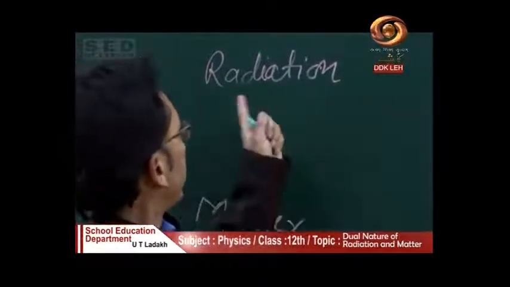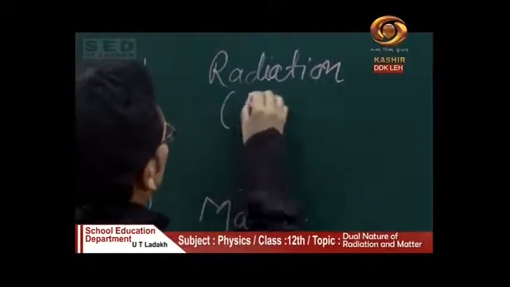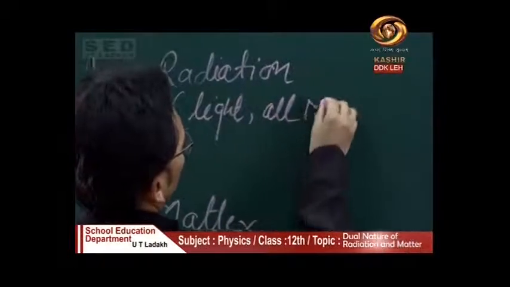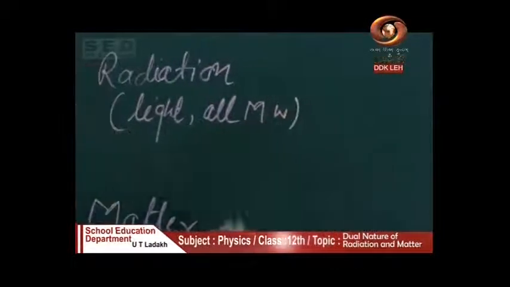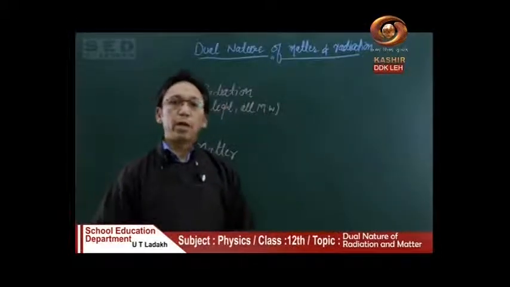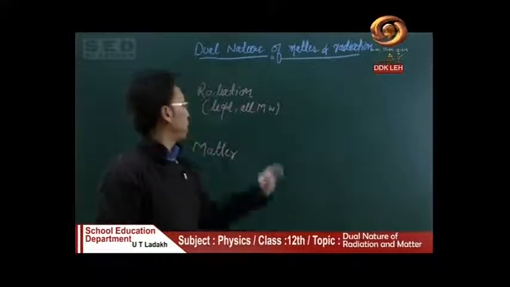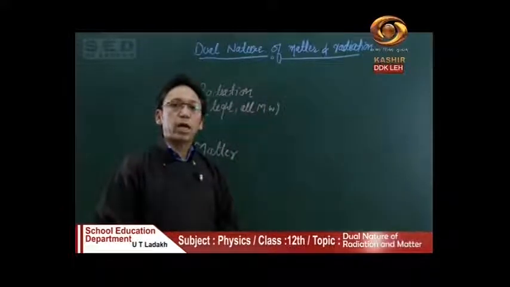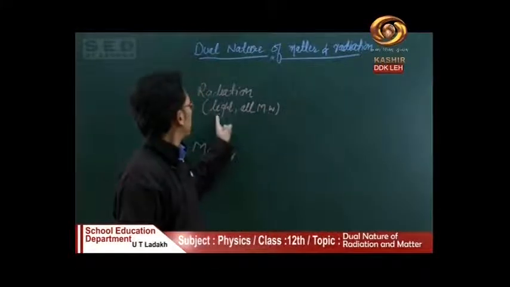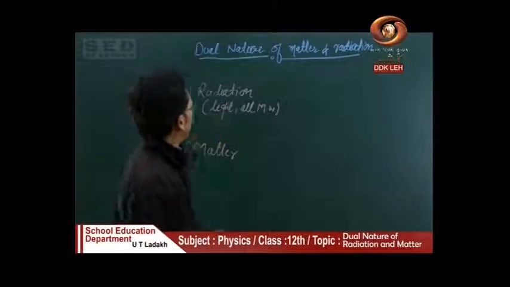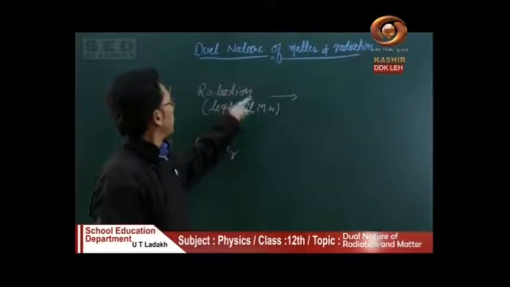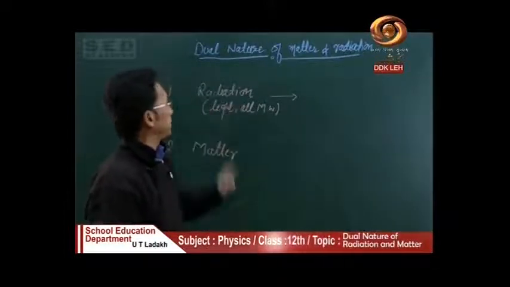If we talk about the radiation, that is light, microwaves. Microwaves are of various ranges depending upon their frequency and wavelength, that we have studied in the previous chapter, the chapter of electromagnetic waves. So these are all types of radiation, and now we will see the nature of this radiation.